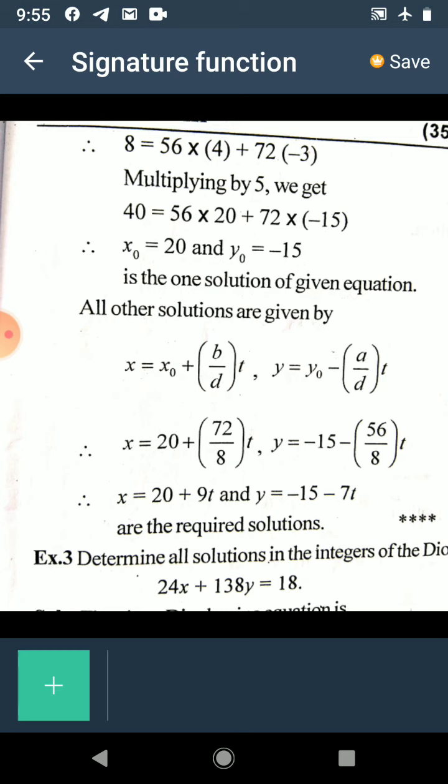Also remember that we have completed our article, the Diophantine equation.